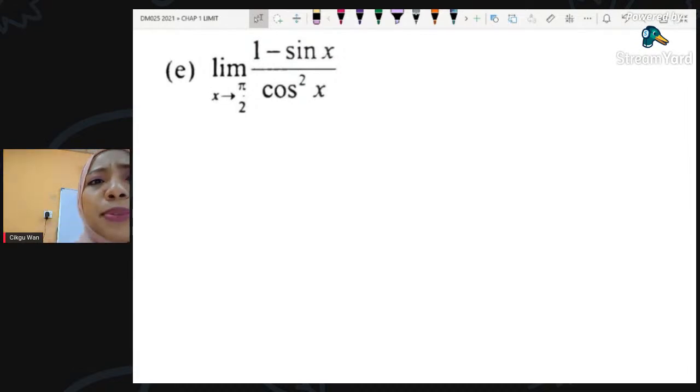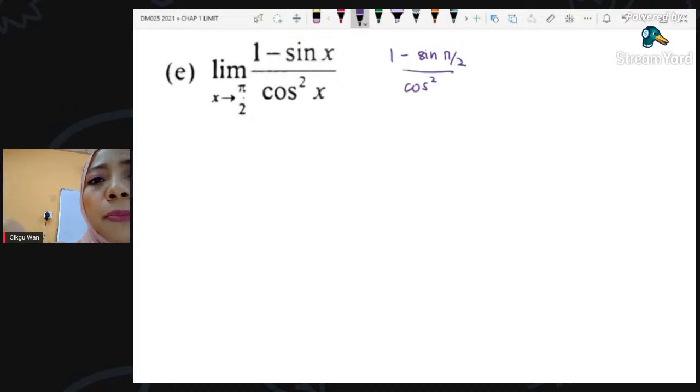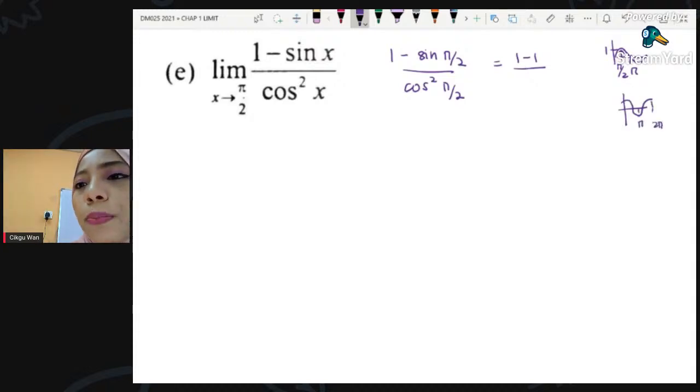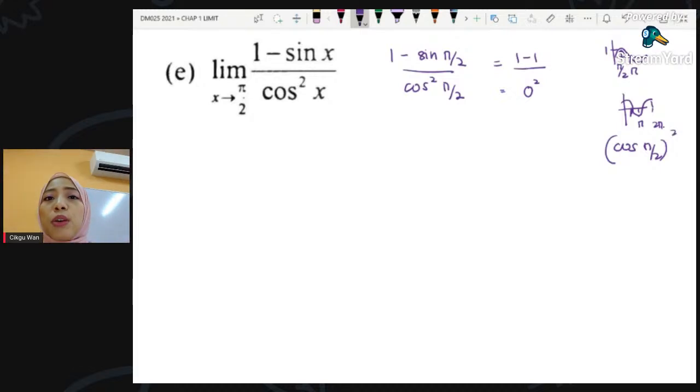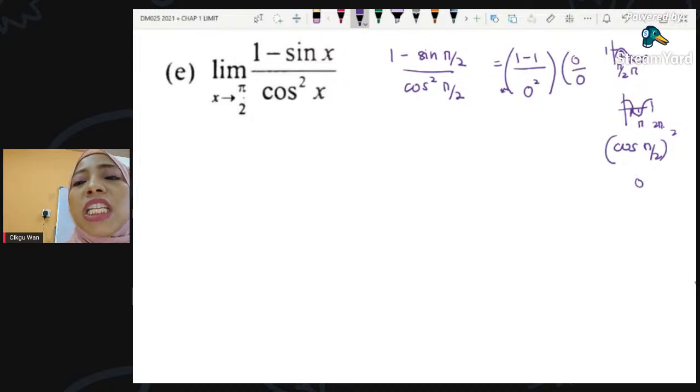If we substitute into 1 minus sine pi over 2, over cos squared pi over 2, what will it give you? Sine of pi over 2 is basically 1, so 1 minus 1, and then cos pi over 2. You may press your calculator; I do it manually. Cos of pi over 2 is 0, and the cos square is basically cos pi over 2 squared, so 0 squared, which is 0. So you get 0 over 0, which is an indeterminate form.